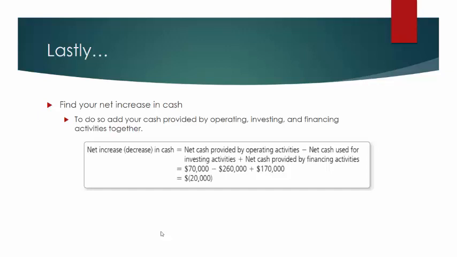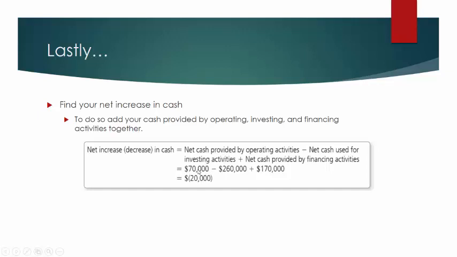So to find your overall net increase or decrease in cash, all you do is you take the net cash from operating, from investing, and from financing, and you add them all together. We had $70,000 in cash flows provided from operating. We used $260,000 for investing in the future of our own company. But we brought in $170,000 from financing activities, from selling stock and taking on long-term debt. Well, if you add those three together, you come up with negative $20,000.